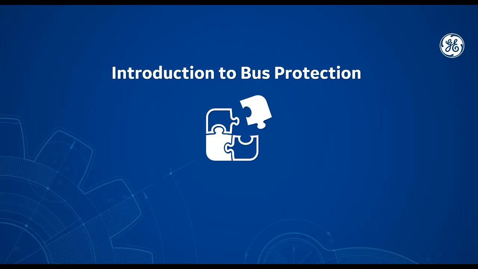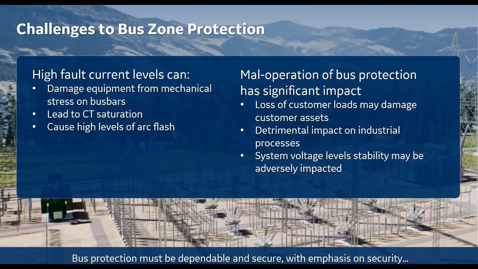So let's go into an introduction to bus protection. Firstly, what are the challenges that we face when it comes to protecting a bus zone? As we know, a bus is a junction point where sources terminate, typically where our transmission and distribution lines terminate. And then we have feeders, radial or otherwise, from those bus zones. So if a short circuit occurs on the bus, there will be multiple sources contributing to that fault current, resulting in very high levels of fault current.